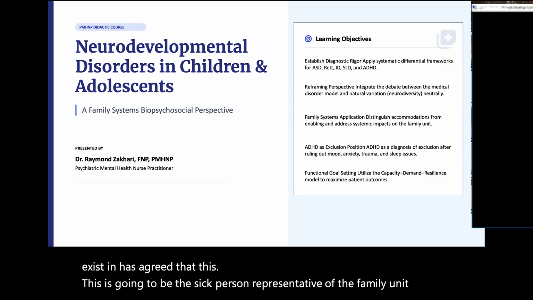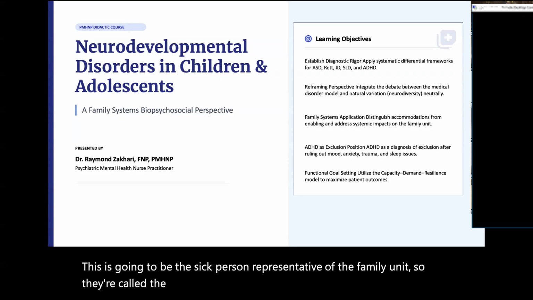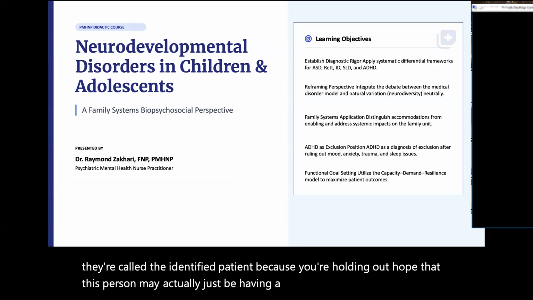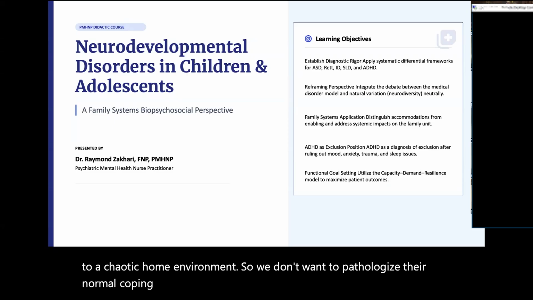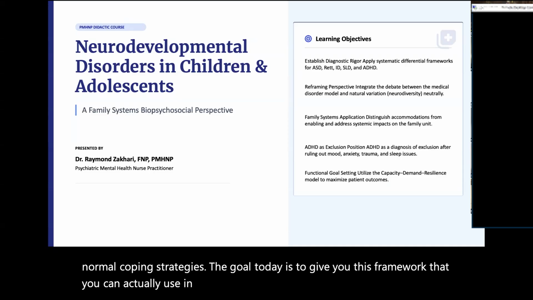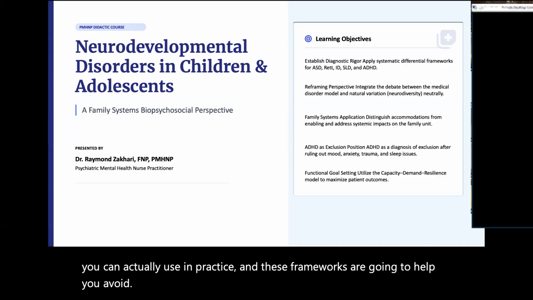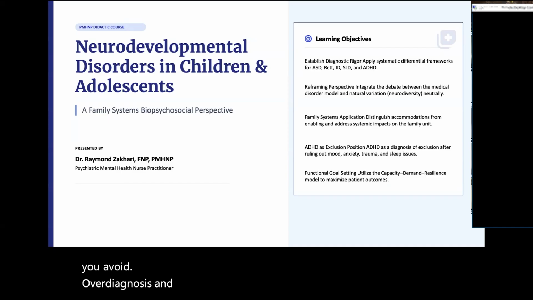They're called the identified patient because you're holding out hope that this person may actually just be having a normal reaction to a chaotic home environment. So we don't want to pathologize their normal coping strategies. The goal today is to give you a framework that you can actually use in practice. These frameworks are going to help you avoid overdiagnosis and hopefully underdiagnosis.